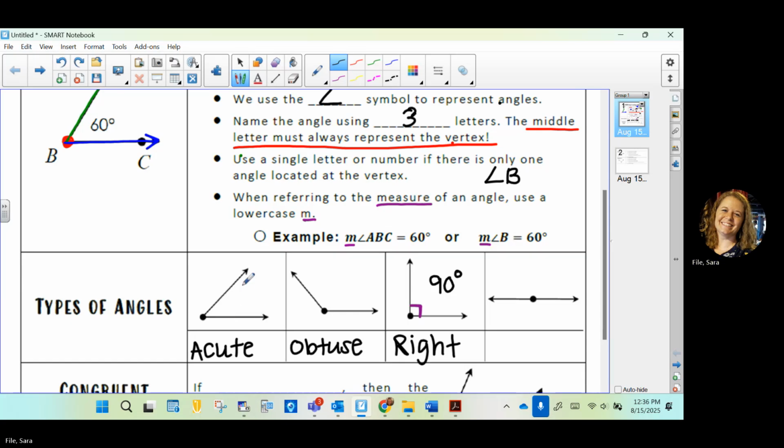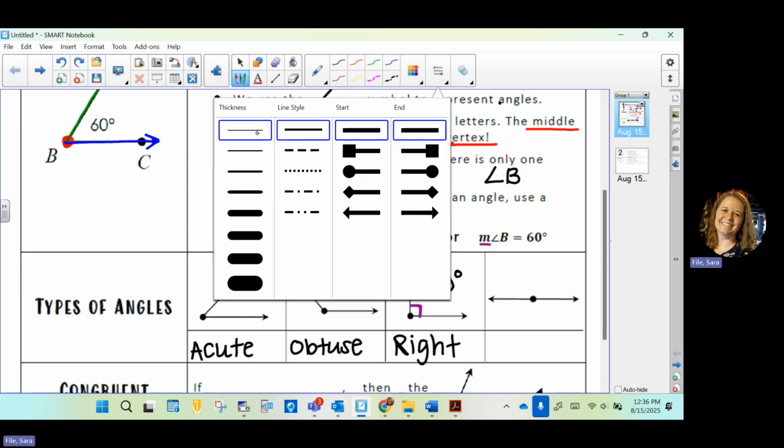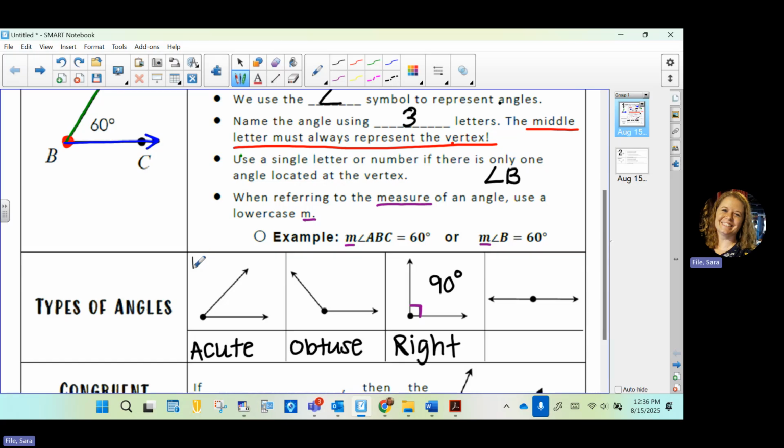All right, so acute is less than 90. I'm going to write that. You can write it if you think you need the reminder as well. Less than 90. Obtuse is greater than 90.